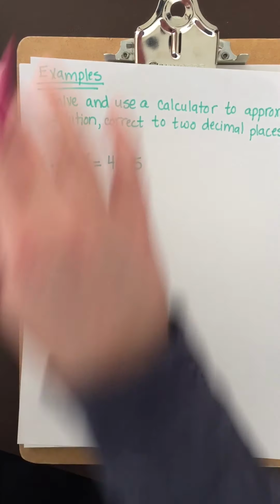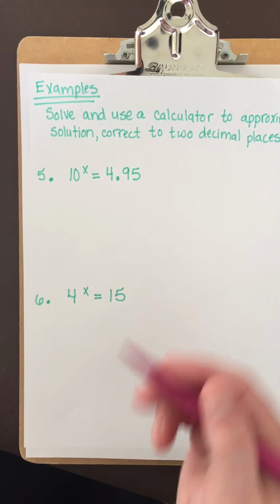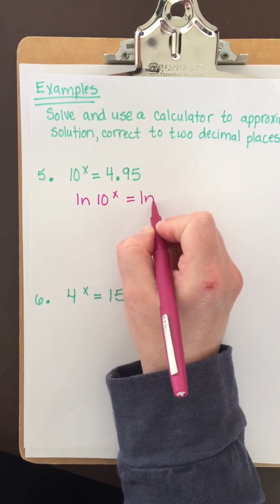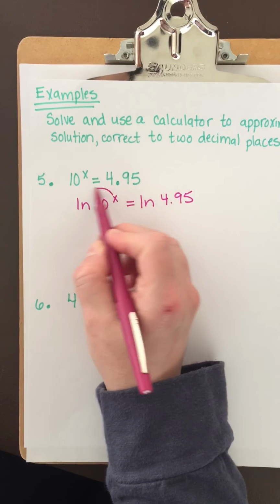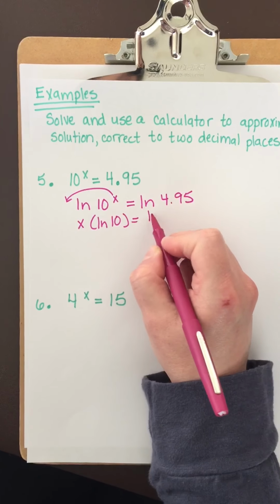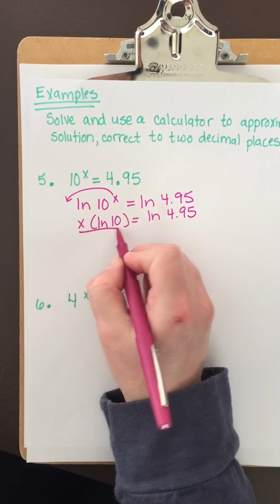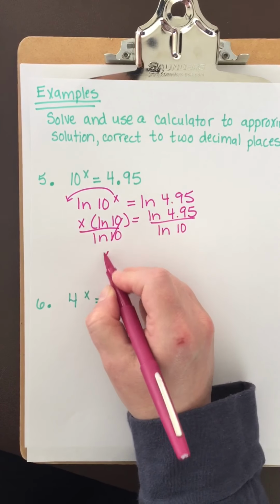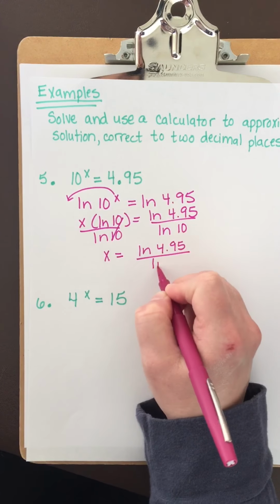All right, I'm going to take the natural log of both sides, and I want to note, in theory, we could take the log of both sides, but I'm just going to stick with what we got. So the natural log of 10 to the x is equal to the natural log of 4.95. All right, I'm going to use my property and pull that x out front. So we have x times the natural log of 10 equals the natural log of 4.95. I wait to the very last step to use the calculator, so I'm going to go ahead and divide by the natural log of 10 on both sides. So we get x is equal to the natural log of 4.95 divided by the natural log of 10.